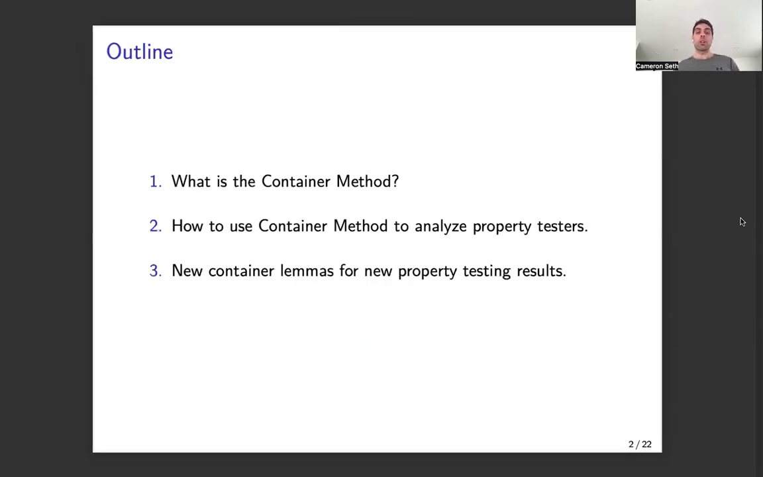So I'm going to give this talk kind of in reverse. I'm going to start by talking about our key technique, which is this graph container method. I'm going to give a brief introduction to the technique. And then I'm going to talk about how we can use this container method to analyze property testers. And in particular, I'm going to go through a simple example. And then finally, I'm going to talk about some of our new graph container lemmas and how these can be used to prove new property testing results.